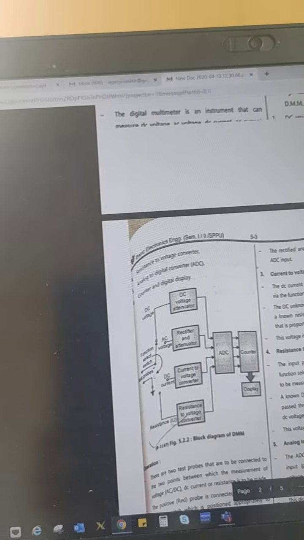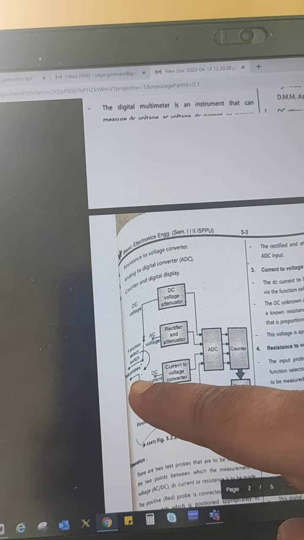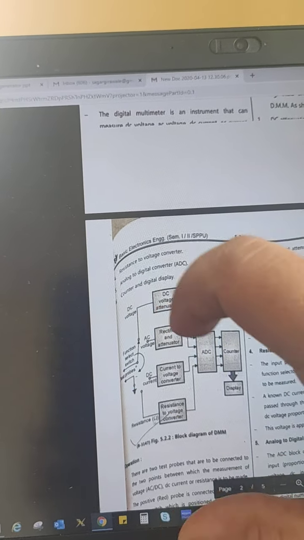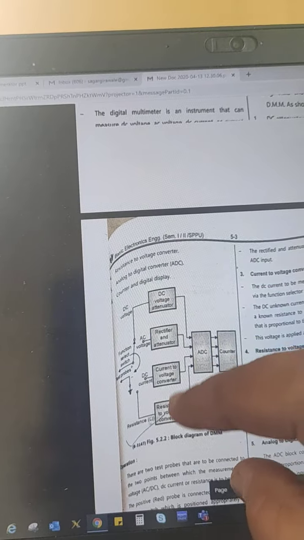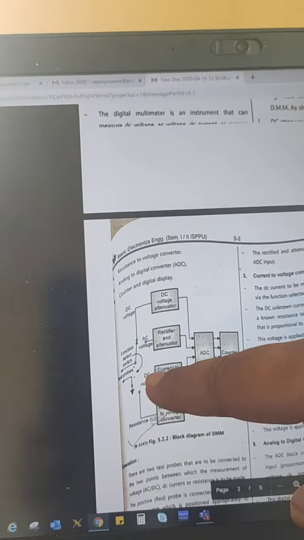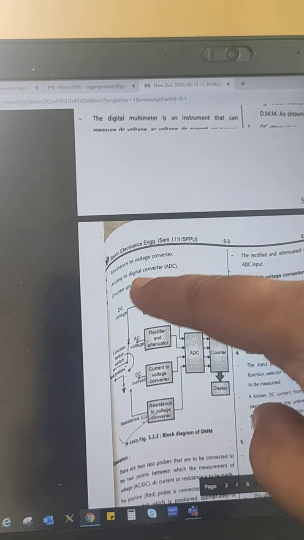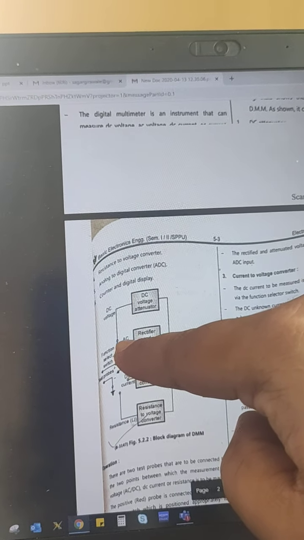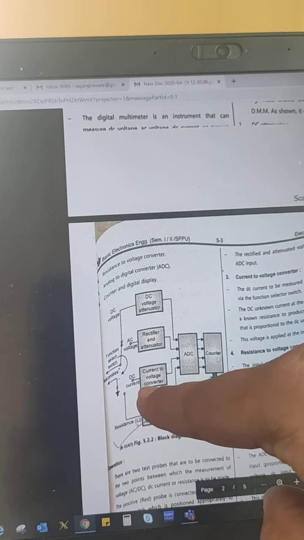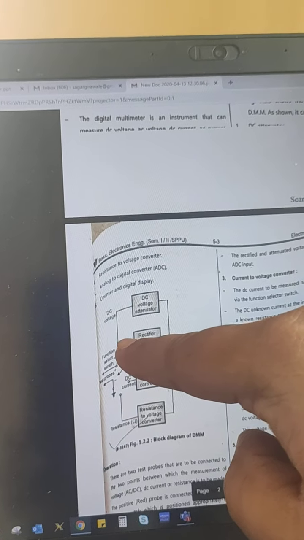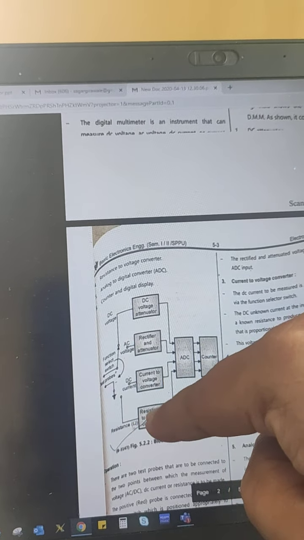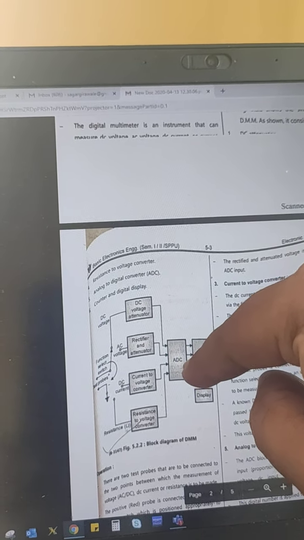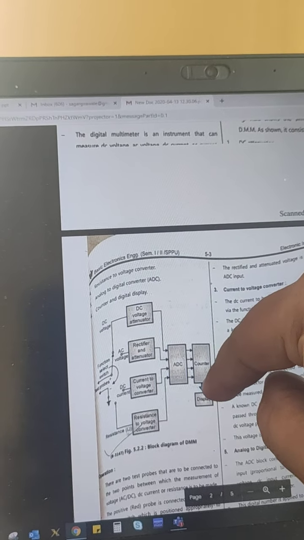Same here, we are using the function select switch. The test probes are connected, one to positive, one to negative. For a particular measurement we can just change the range, according to that our particular value is measured. Now with the function select switch, suppose we have to measure DC voltage, that is applied to DC voltage attenuator. Suppose we have to measure AC voltage, this arrow will connect here. Suppose we have to measure a DC current, we just change this arrow position to here. Suppose we have to measure a resistance, we change this arrow to here, and then apply to analog to digital converter, then to counter and then display.